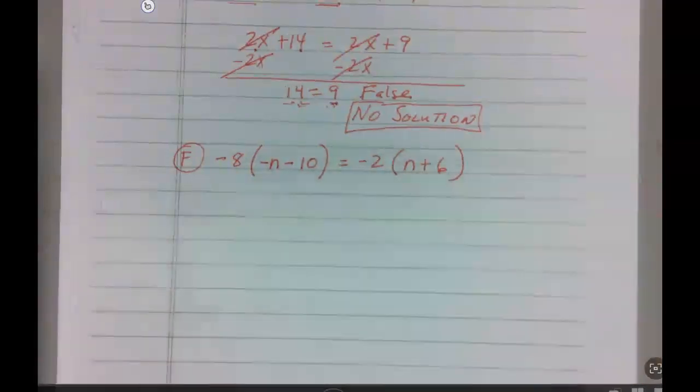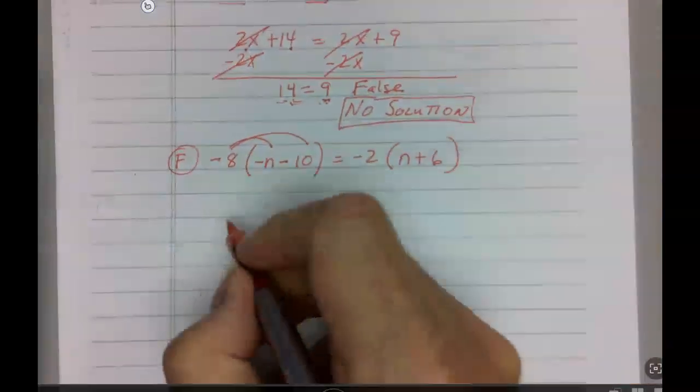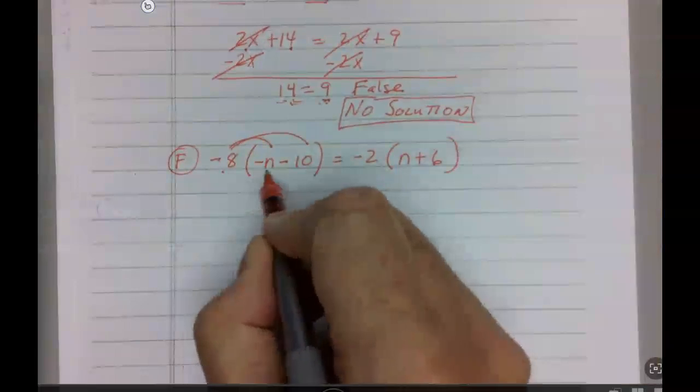Okay, Miles, what do I have to do first here? Ava, what do I got to do here? You have to do the distributive property. Okay, so distribute for me. What do I get? Negative 8n. What's a negative times a negative? Positive. So it'd be 8n, right?